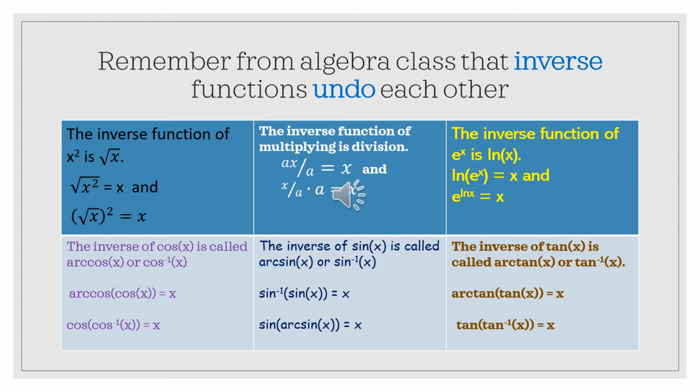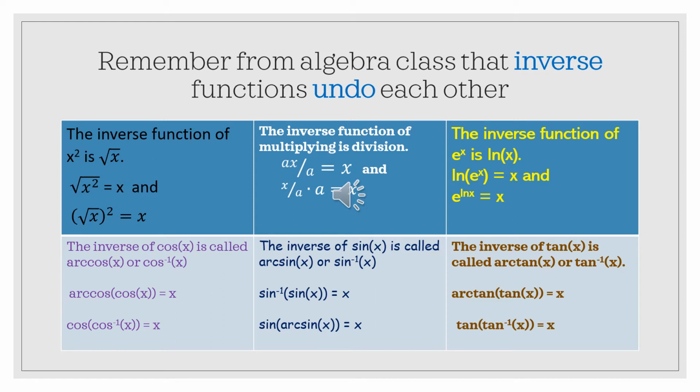From algebra class, inverse functions undo each other. That's their purpose. That's their job. For example, the inverse of x squared is the square root of x. Thus, the square root of x squared is x. The square root and the square undid each other, just giving you x. The square of the square root of x is x. The two functions undid each other and just gave you x.